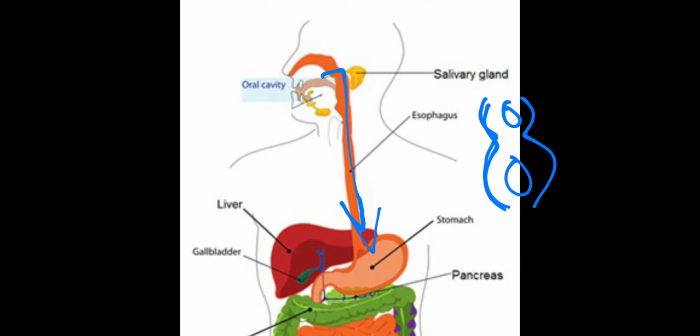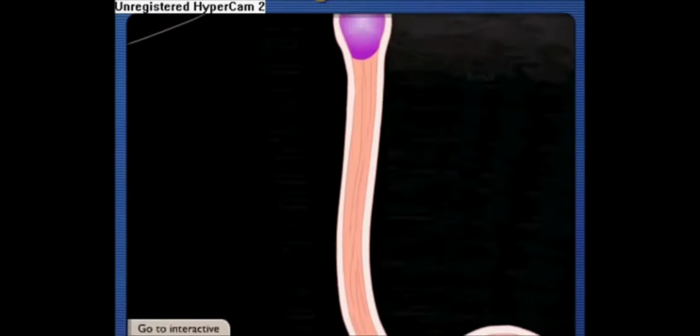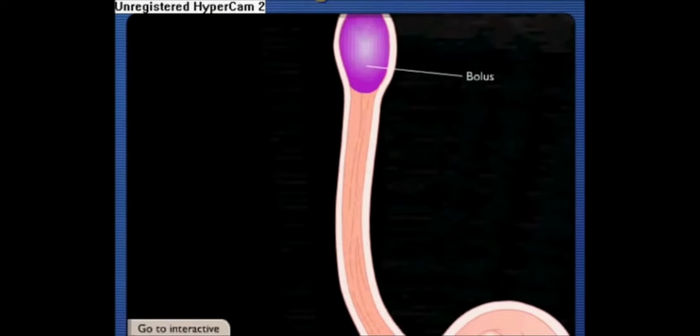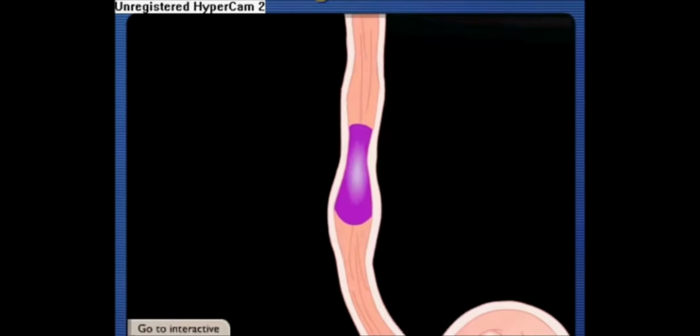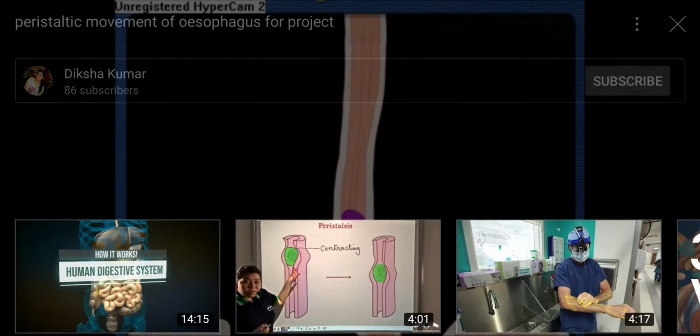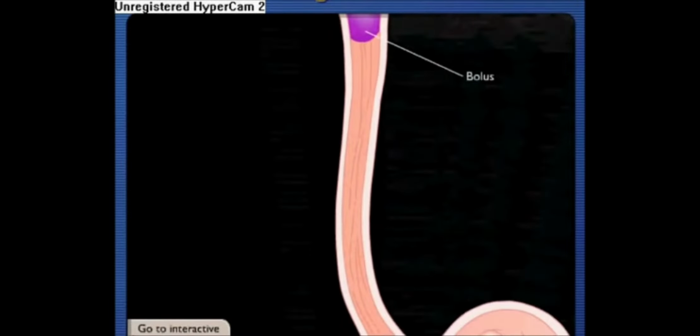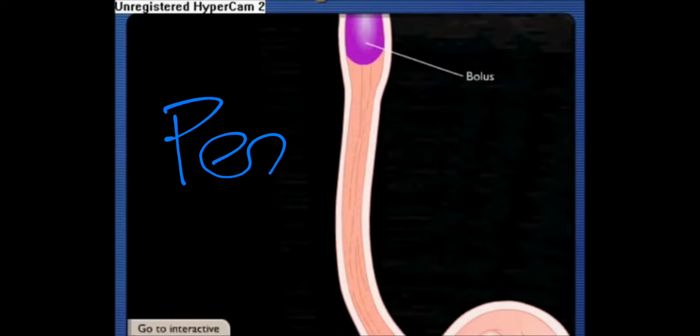The food is pushed down in a wave-like motion that occurs by contraction and relaxation of the muscles of the esophagus. So this is how the food is transported from the esophagus to the stomach. This wave-like motion that occurs by contraction and relaxation of the muscles present in the esophagus is known as peristalsis.